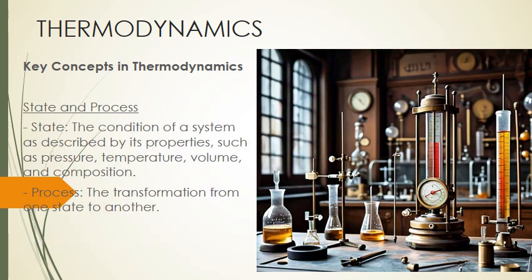Next is state and process. A state refers to the condition of a system as described by its properties such as pressure, temperature, volume, and composition. Process is the transformation from one state to another.